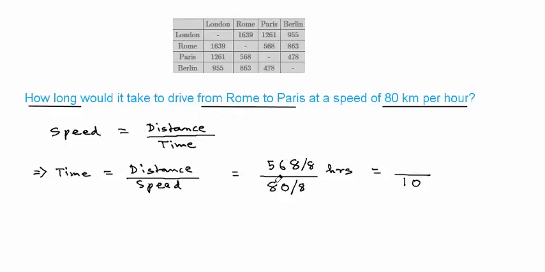And because 8 times 7 is 56, 8 times 70 is 560, and we have 568, so this is going to be 71 over 10 number of hours, which is equal to 7.1 hours. And 0.1 hour is the same as 6 minutes, 1/10 of an hour. So this is the same as 7 hours and 6 minutes. So that's how data collected can be used to our advantage by transforming it into meaningful information.